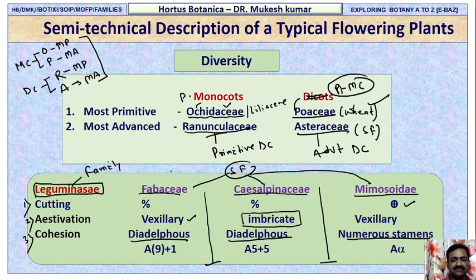But nowadays we are studying one and only Fabaceae. But the question may come to you: on which basis have these three families been classified? These three families, right now, three characteristics.